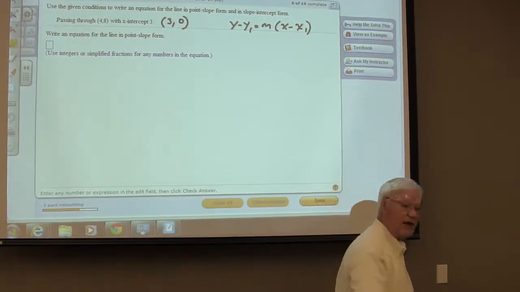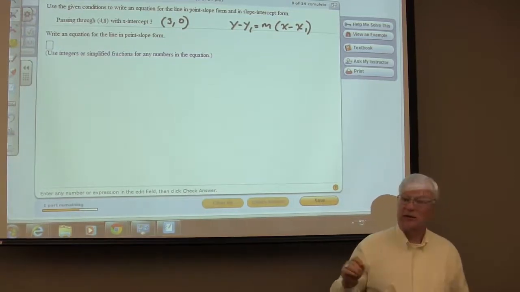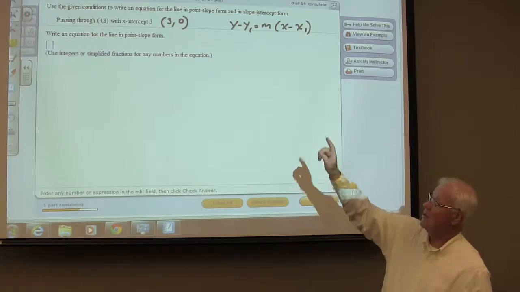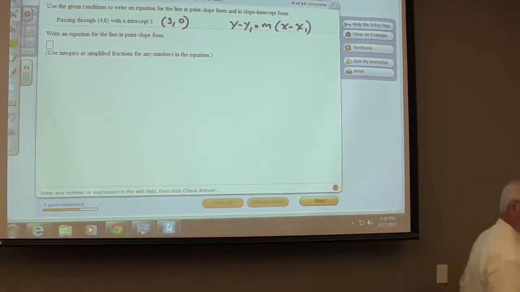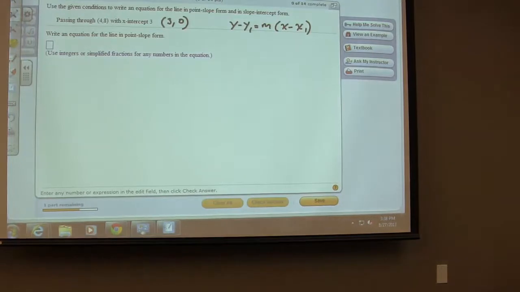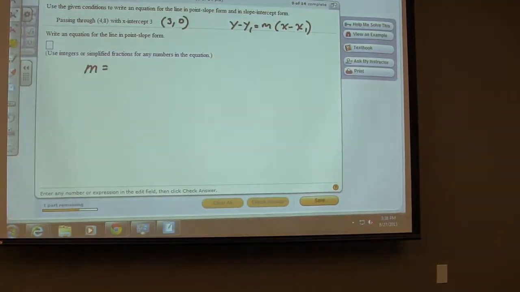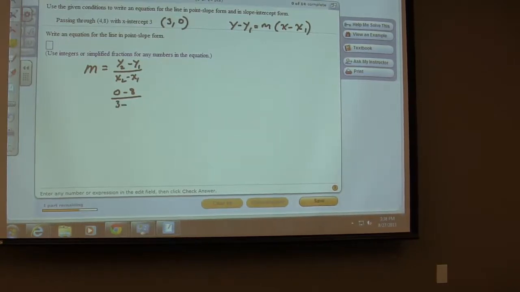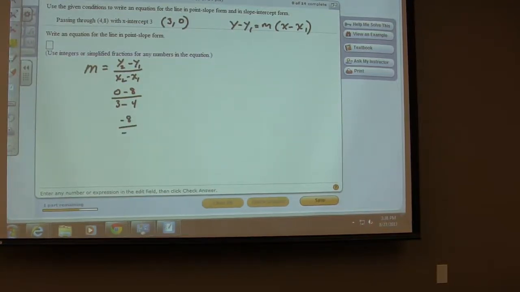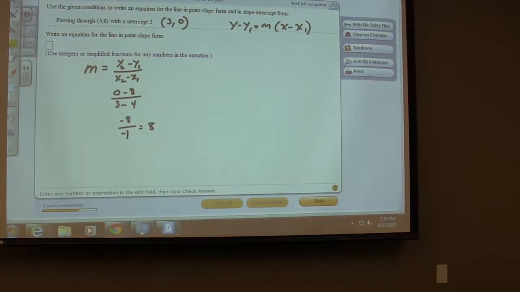Well, remember from the last problem, we found the slope by 2 points. We now have 2 points, (4, 8) and (3, 0). So let's look at the equation for finding m using the same one as before. m is (y2 - y1) / (x2 - x1). y2 is 0, y1 is 8, x2 is 3, x1 is 4, so that's -8 over -1, but that's just 8. 2 minuses would cancel out.